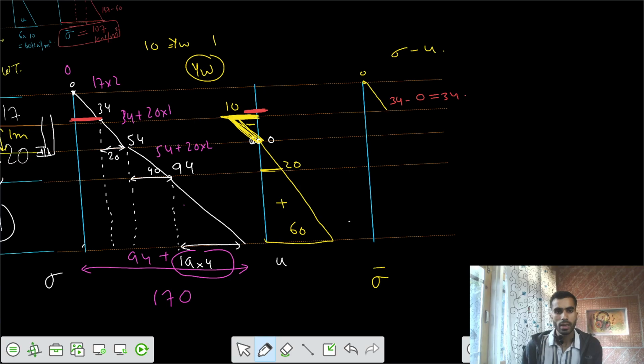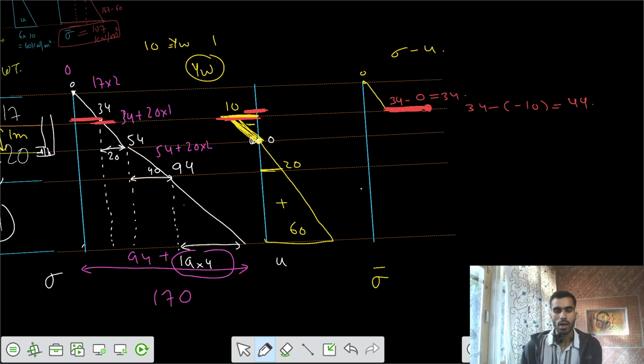And just below that, now cut the section just below that. We have 34 here, and we have pore water pressure of negative 10. So just below that I would have 34 minus of minus 10. So the final value is 44, an increase in that diagram. Final value of 44.